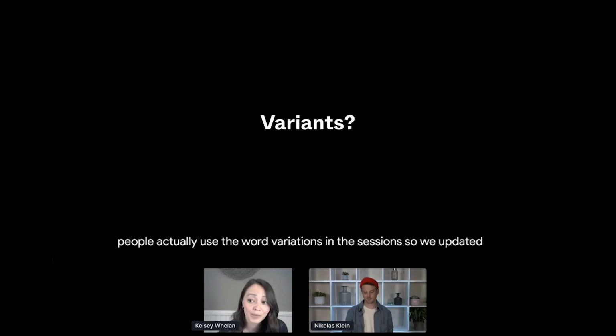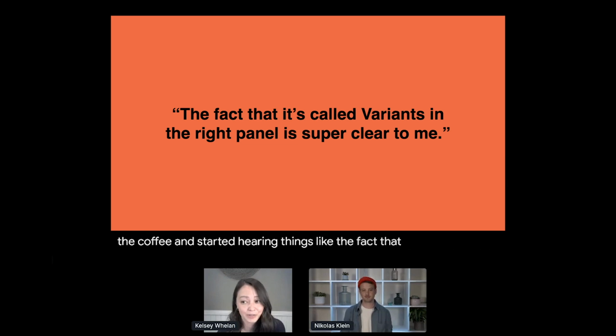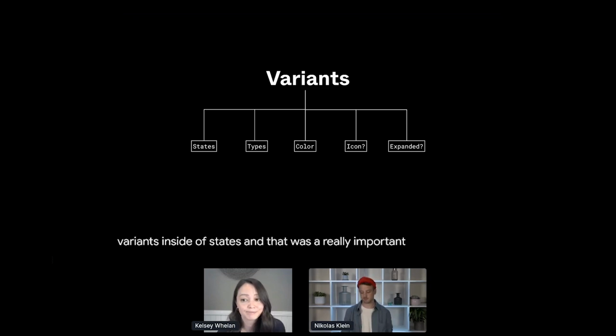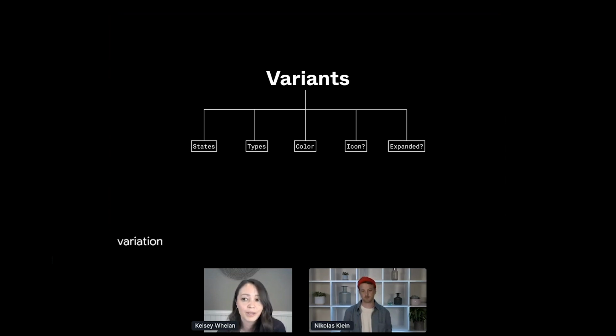So we updated all the copy and started hearing things like, the fact that it's called variants in the right panel is super clear to me. I think variants makes a lot of sense. You can have states inside of variants, but you can't have variants inside of states. And that was a really important point. States could be considered a subset of variants. A state is a type of variant or variation. But it also made sense for all of these other dimensions like types and colors.